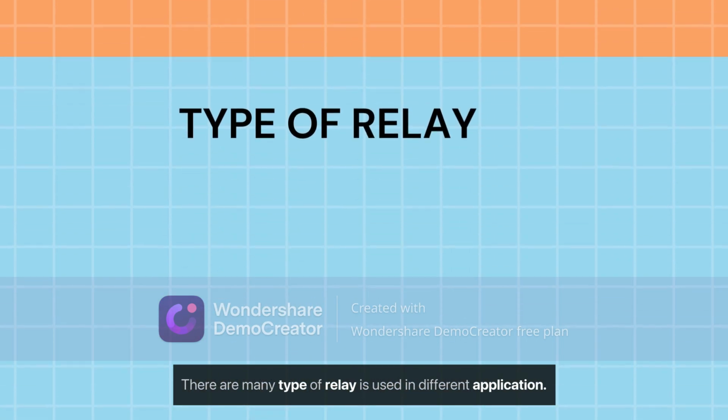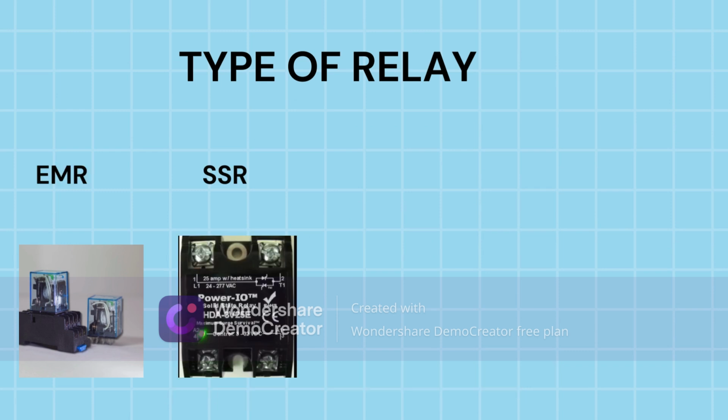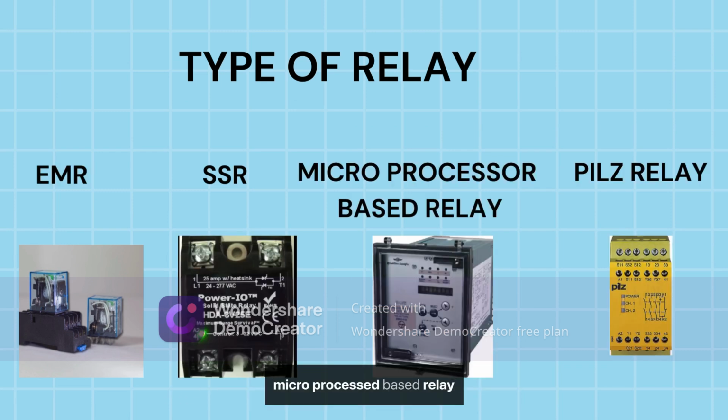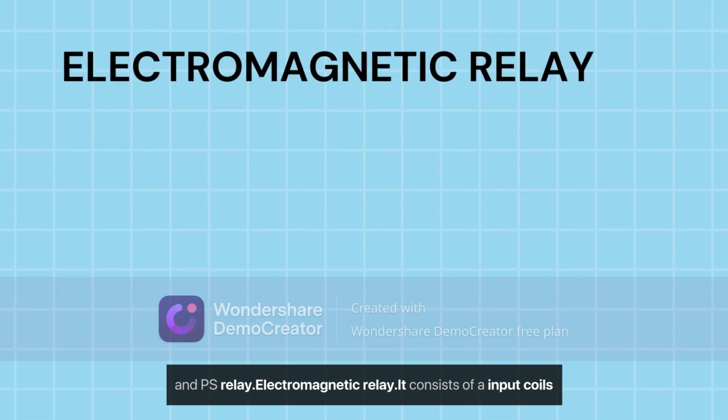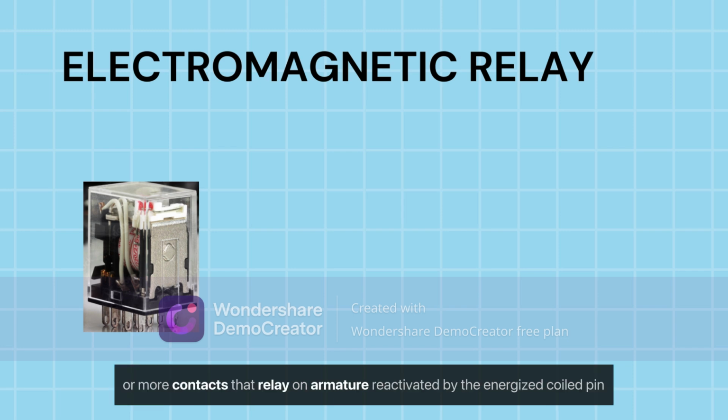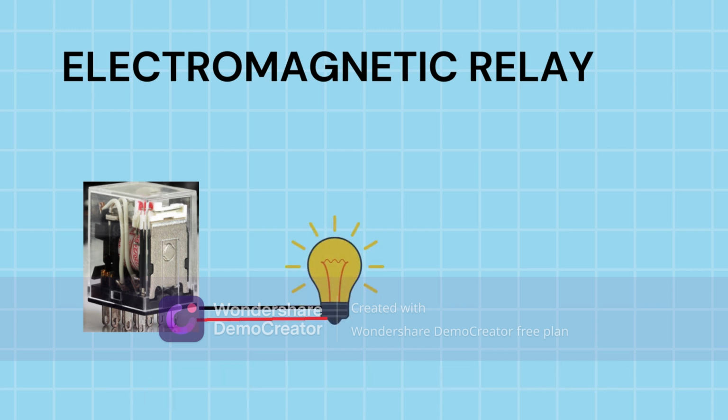There are many types of relay used in different applications. We discuss mainly electromagnetic relay, solid state relays, microprocessor based relay, and pulse relay. Electromagnetic relay consists of an input coil that is designed to accept a particular voltage signal, and a set of one or more contacts on an armature activated by the energized coil to open or close an electric circuit.